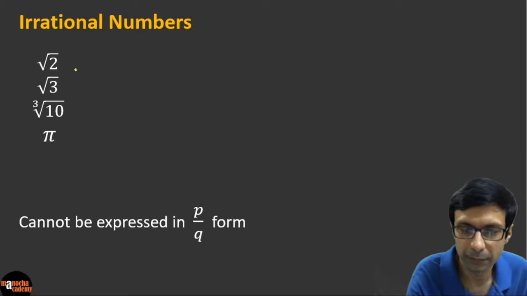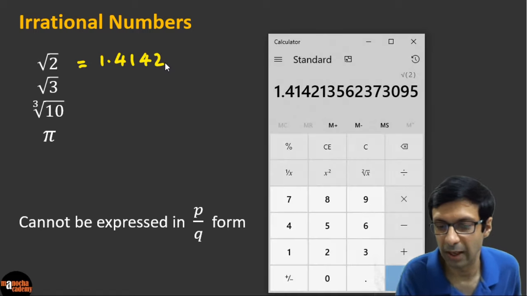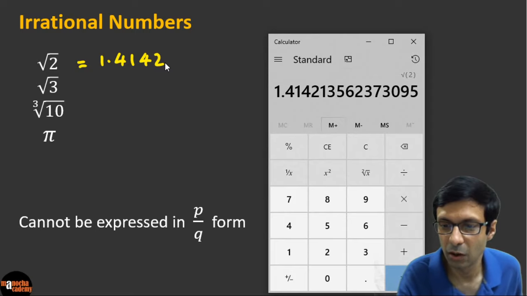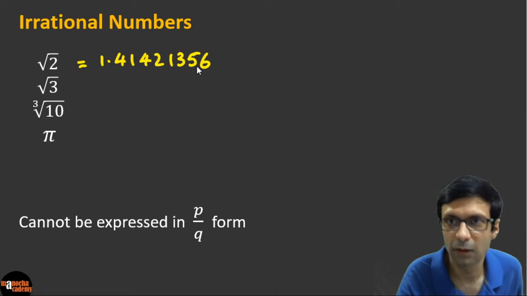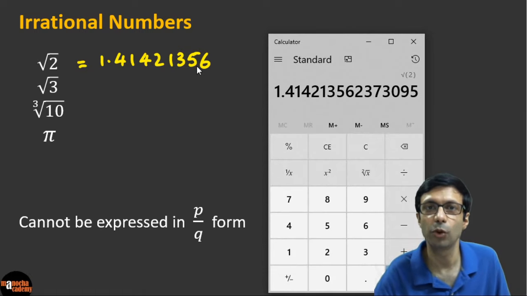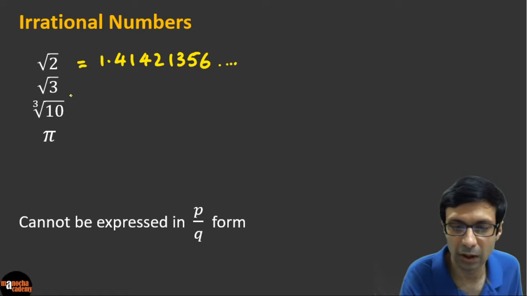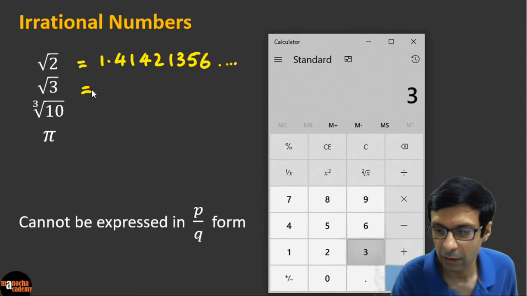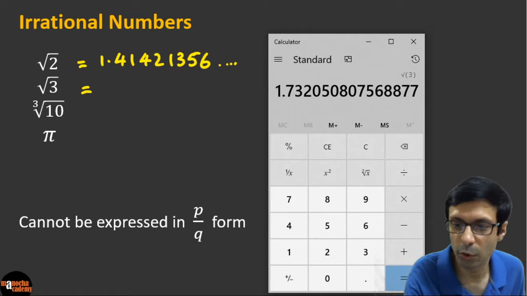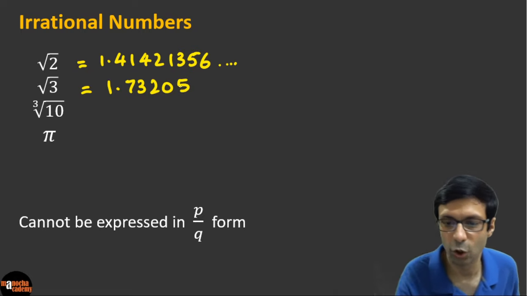1.41, so 1.4142, and let's write some more digits, 1356, right? Okay, guys, so can you see square root of 2 we have here, and it continues, right? So there are more digits there, and then we have square root of 3. So let's write that down here. 1.73205, and it goes on, okay?